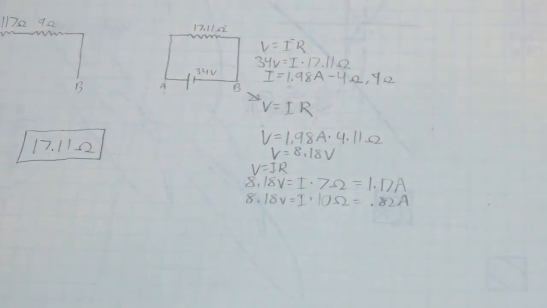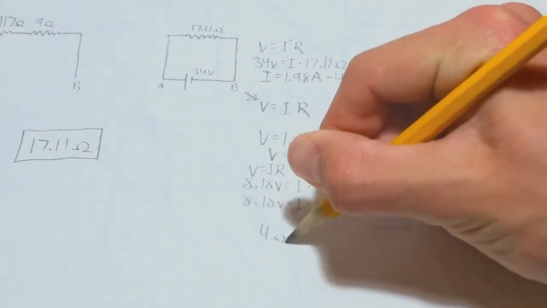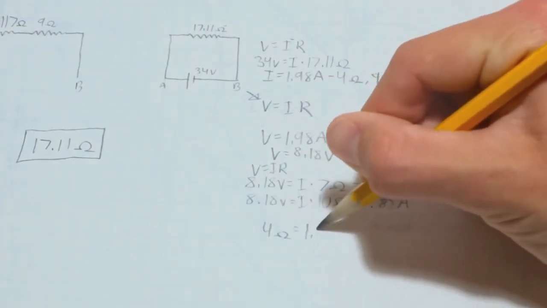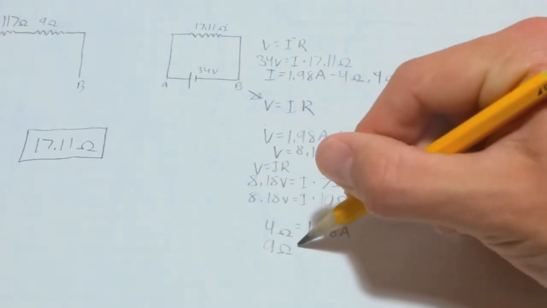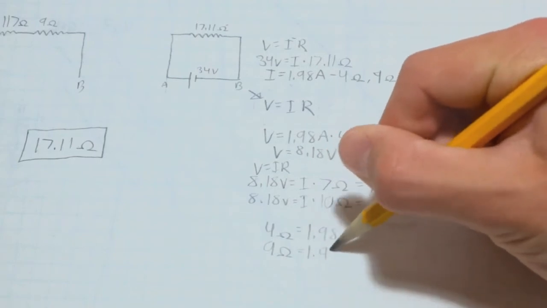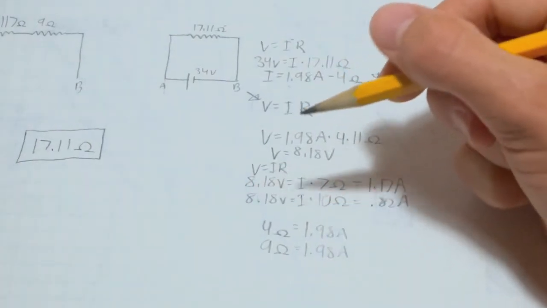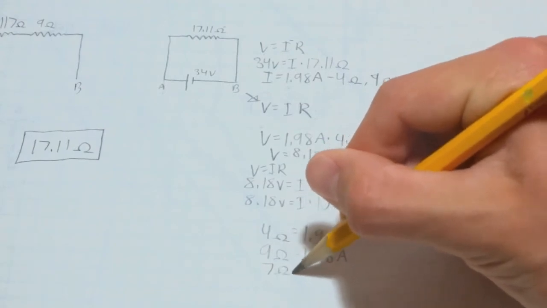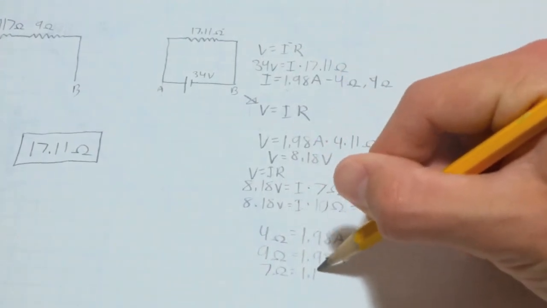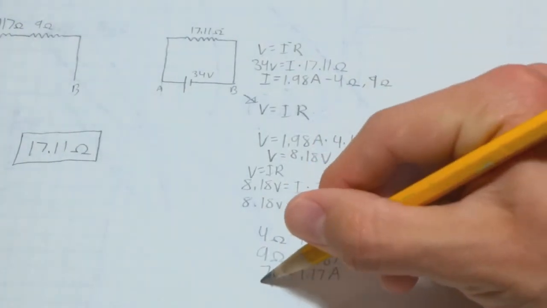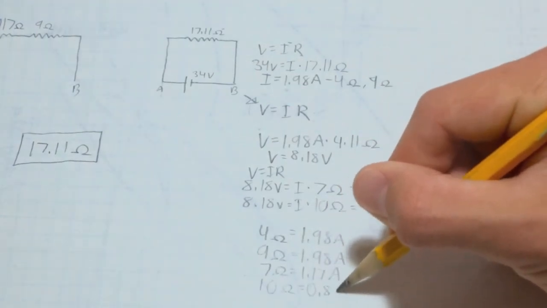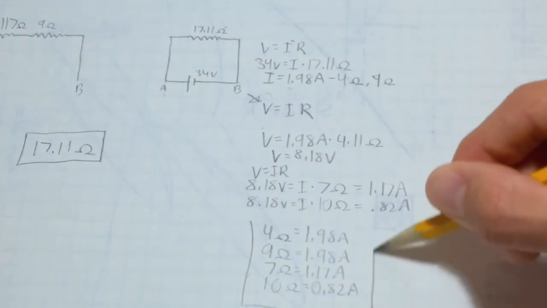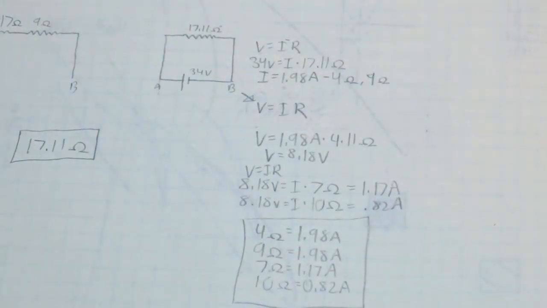Just to recap our answers, the 4 ohm resistor is going to have a current of 1.98 amps. The 9 ohm resistor is going to also have a current of 1.98 amps. The 7 ohm resistor is going to have a current of 1.17 amps. And the 10 ohm resistor is going to have a current of 0.82 amps. And that's your answer. So thank you for watching, hope this helped, and good luck.